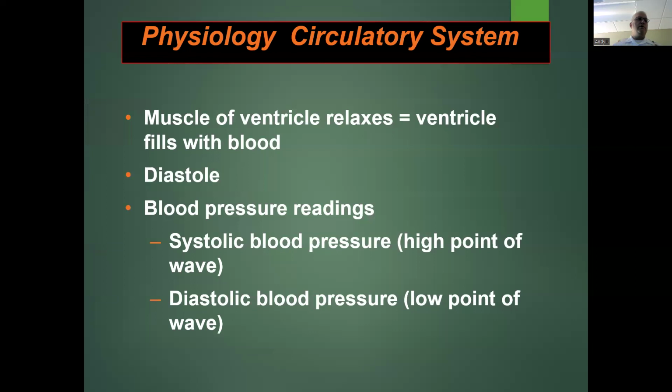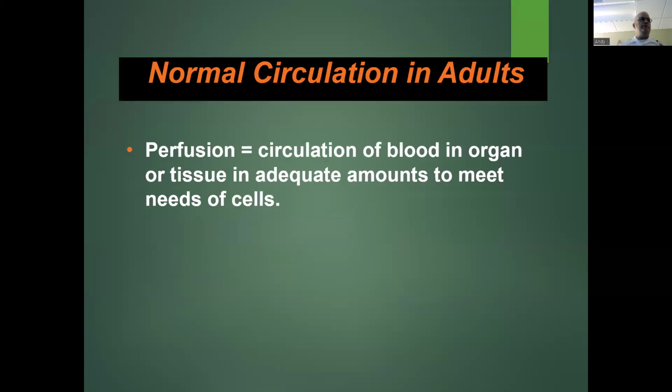So let's look at this. When the muscles relax, the ventricle will fill with blood. That's diastole. In the readings you're getting, the high point is systolic. The low point is the diastolic. So at the high point, remember the heart is actively beating. The low point, diastolic, is when the heart is at rest, and that's the pressure that's left in the arteries that you're measuring.